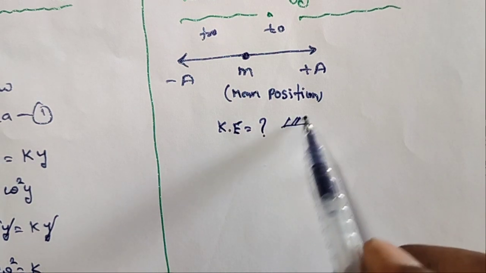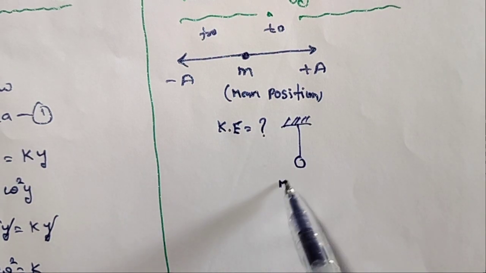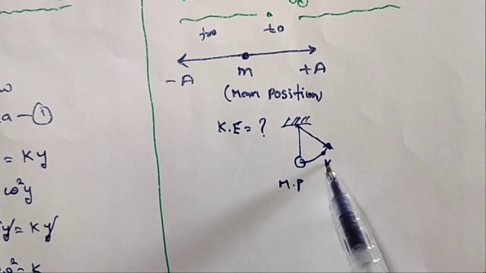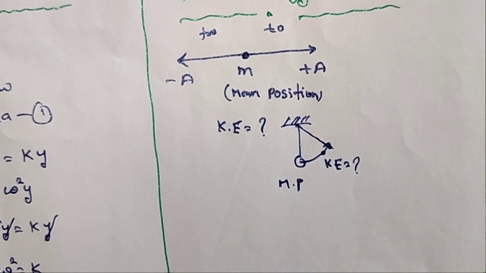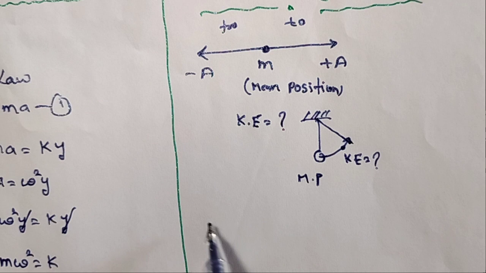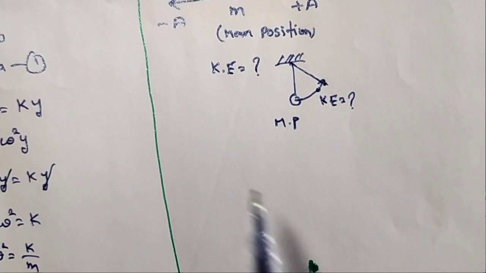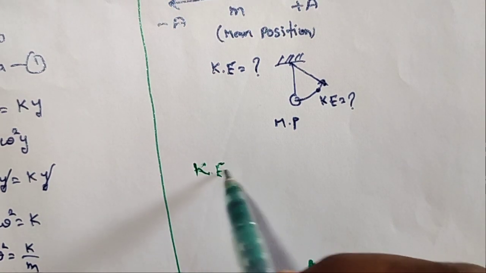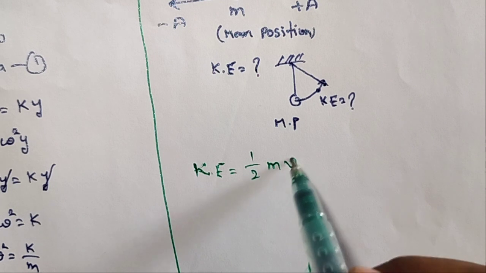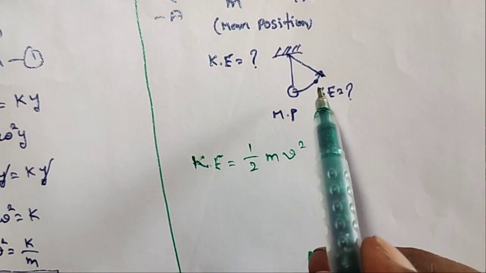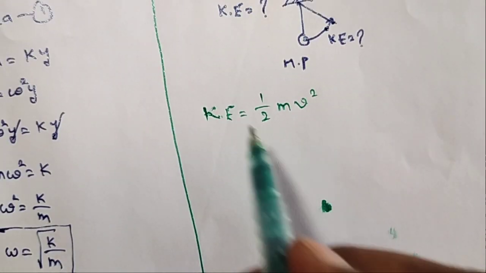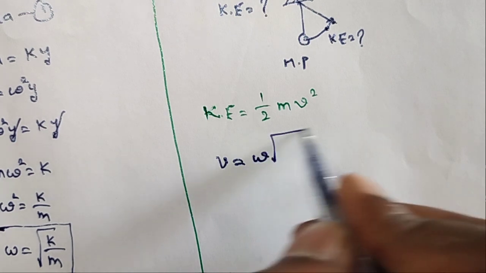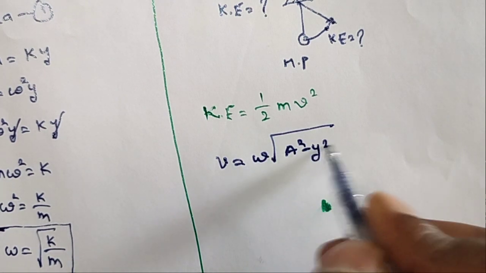Let us take, for example, simple harmonic motion. This is a particle at the mean position, and it is oscillating like this. What is the kinetic energy of this particle in the different positions? What is the general formula of kinetic energy? We know that very well: kinetic energy is equal to 1 by 2 mv square. But what is the velocity in simple harmonic motion? The velocity v is equal to omega under root of a square minus y square. We know that very well.